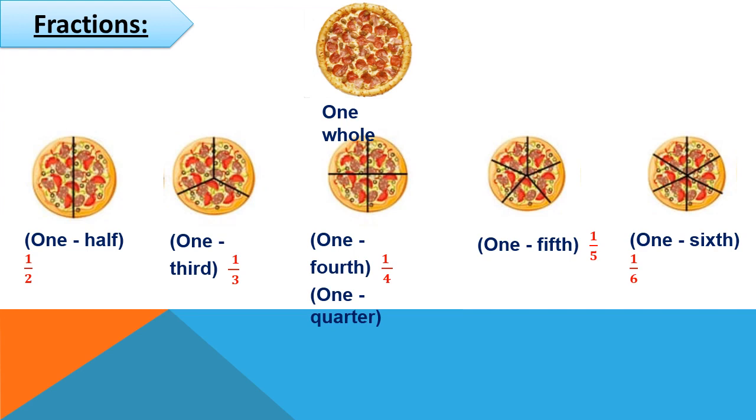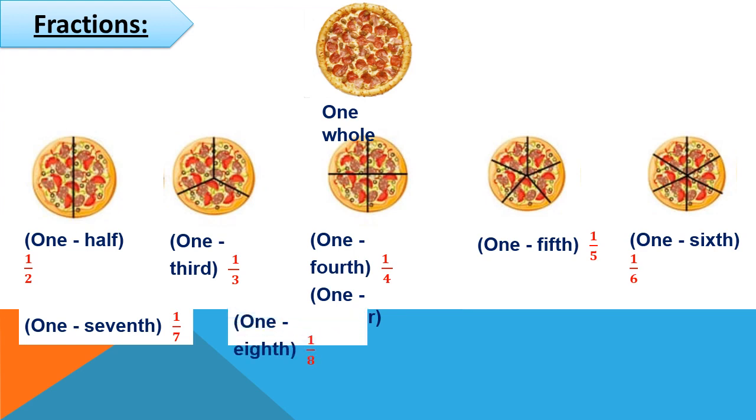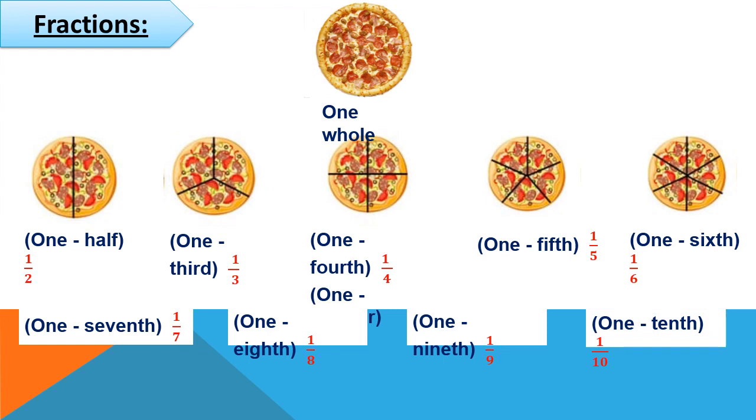If they are seven kids, each one will take 1/7. If they are eight, 1/8. If they are 9 kids, each one will take 1/9, and it can be written like this, 1/9. If they are 10 kids, each one will take 1/10, and it can be written 1/10.